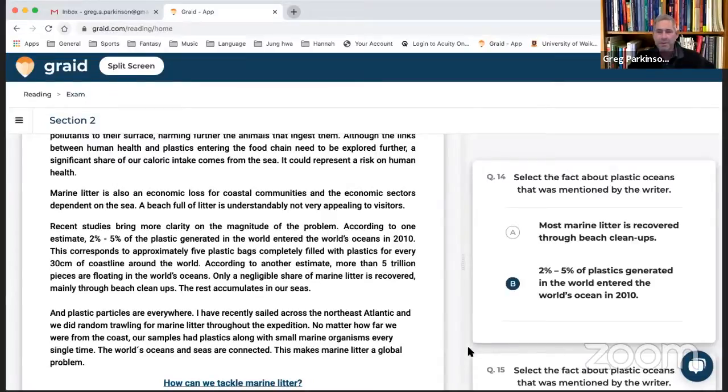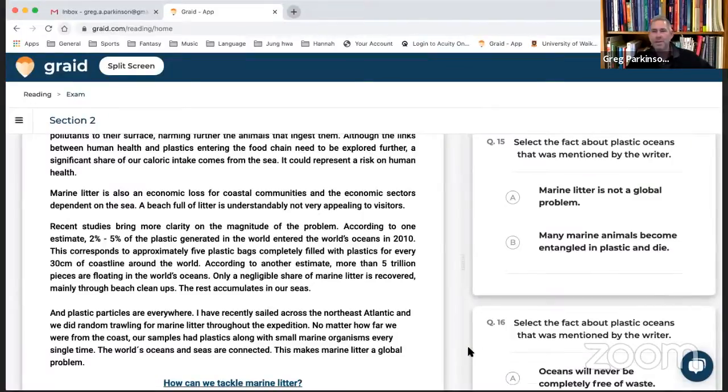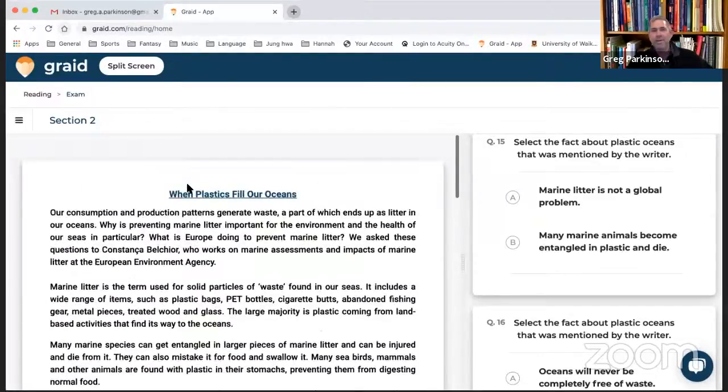Let's go through to question 15. And again, we have 2 options. Now, marine litter is not a global problem. You probably saw from our scanning before that the words marine and litter are mentioned throughout the reading. So here's a good idea. What about, instead of starting with marine litter is not a global problem, let's start with option B, and perhaps we might find that. Now, one word which pops out to me here is entangled, right?